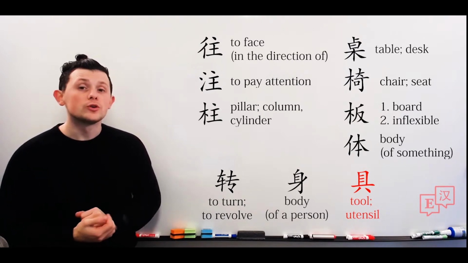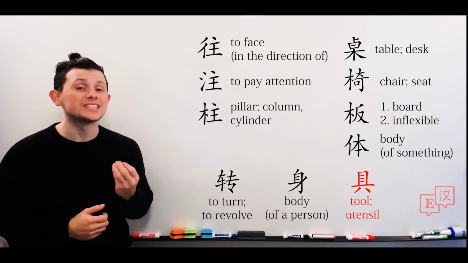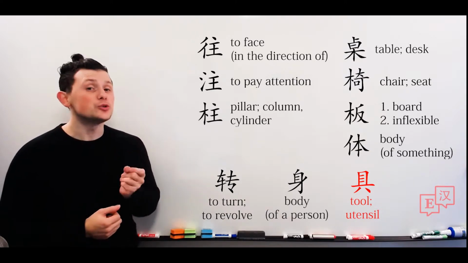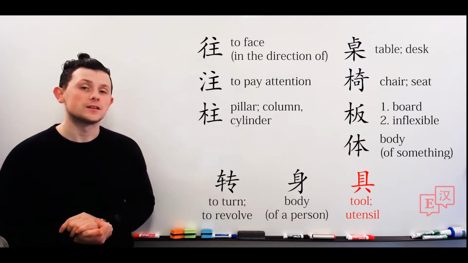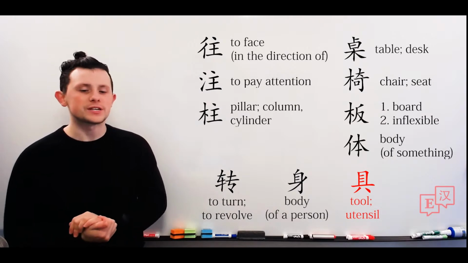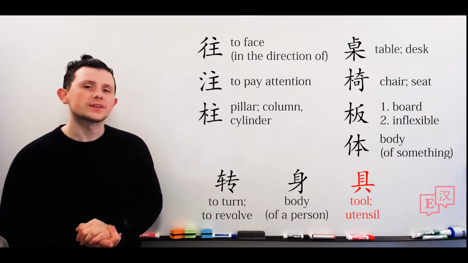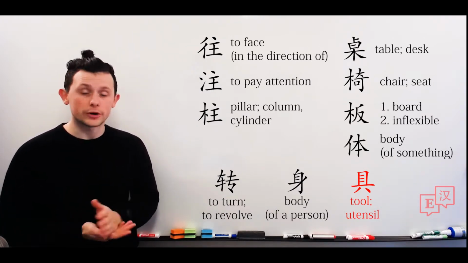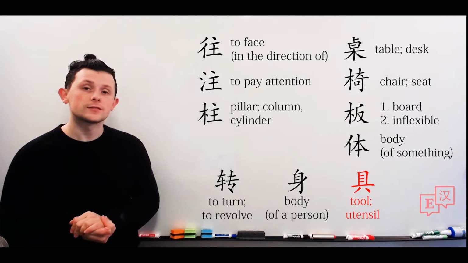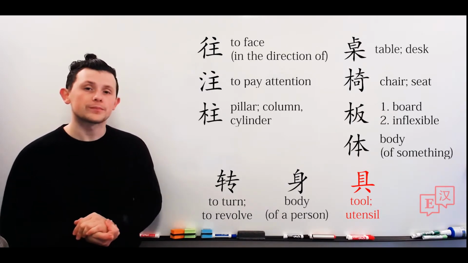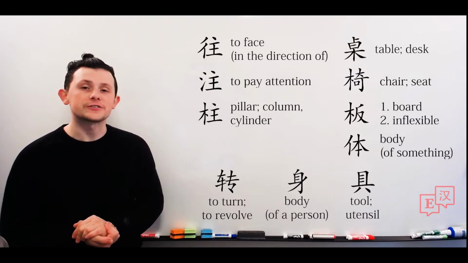Ju. Note this is not like ju to live at a place. This is like ju as in sentence or drama. Exact same pronunciation. This character means a tool or an instrument. That is all for our characters.